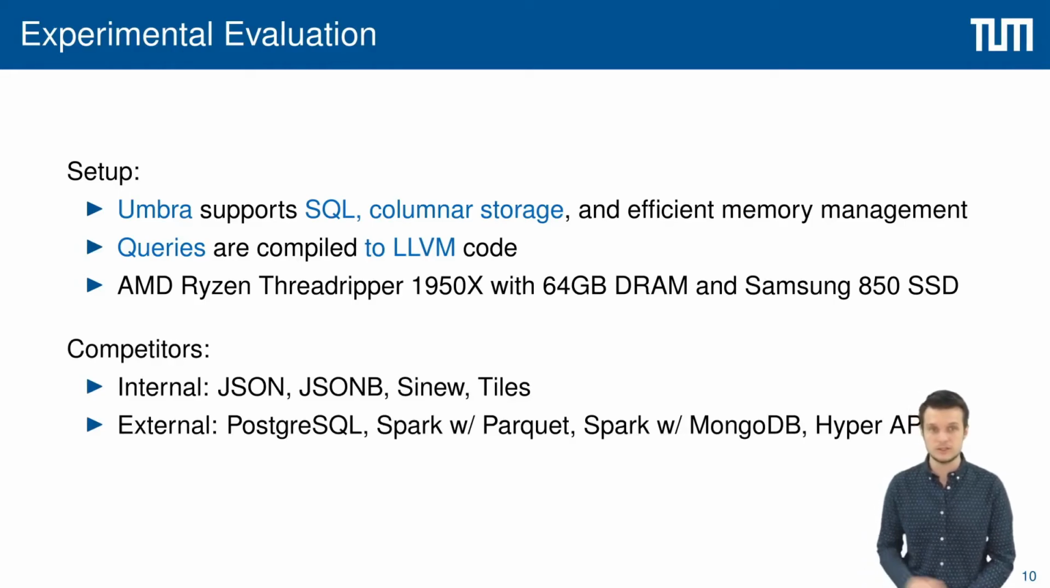We have different competitors. First of all, the internal ones, which are implemented within Umbra. We have JSON, which is the human readable format. We have the binary JSON format without any materialization. We use the Sinew approach and our relational tiles version. We further have real-world competitors, for example PostgreSQL with its JSONB format. We also use Spark with Parquet to show the Dremel approach, Spark with MongoDB to get the BSON of MongoDB combined with the join capabilities of Spark, and we use HyPerAPI, which is a scalable system that can use JSON documents.